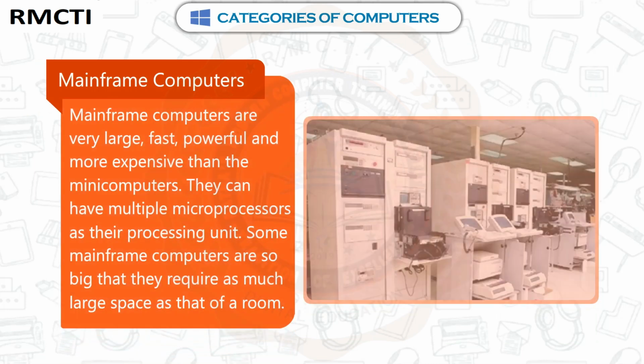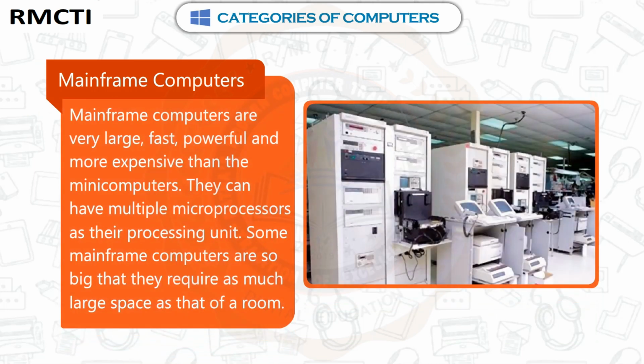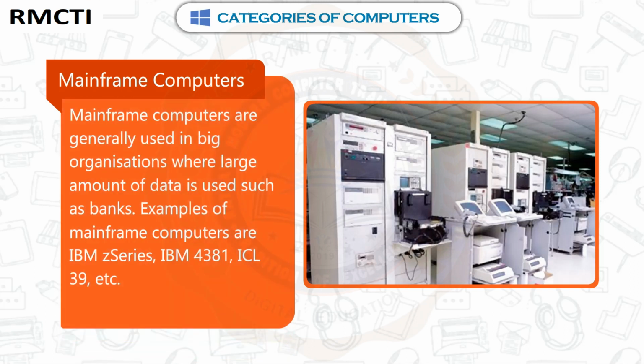Mainframe computers. Mainframe computers are very large, fast, powerful, and more expensive than the mini computers. They can have multiple microprocessors as their processing unit. Some mainframe computers are so big that they require as much space as a room. Mainframe computers are generally used in big organizations where a large amount of data is used, such as banks. Examples of mainframe computers are IBM Z series, IBM 4381, ICL39, etc.